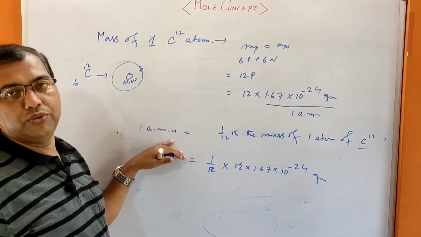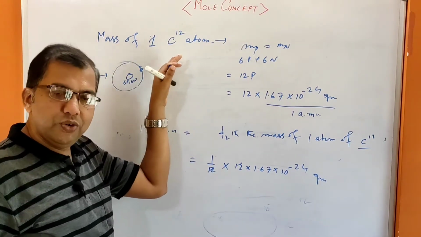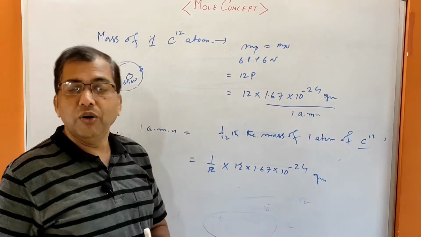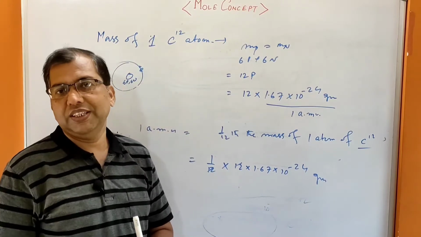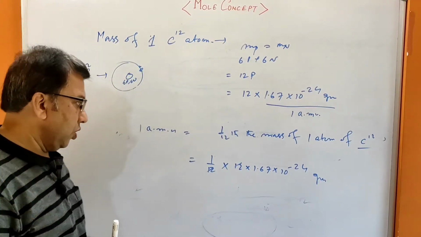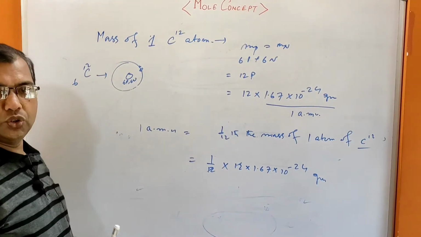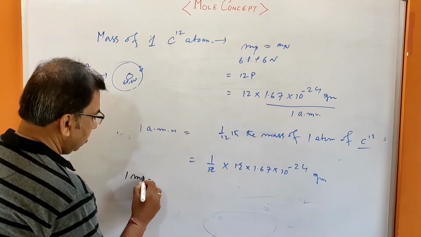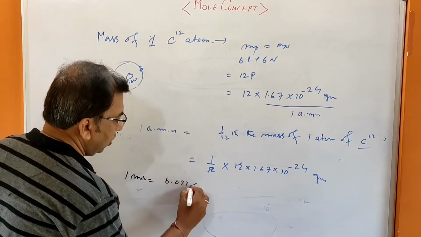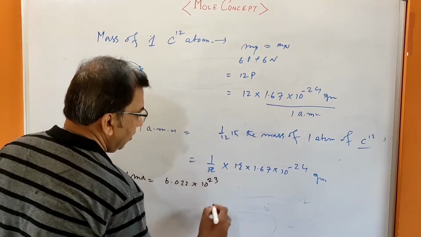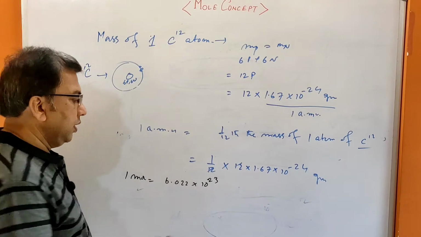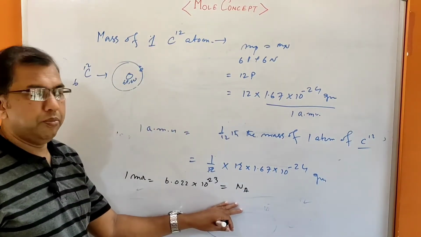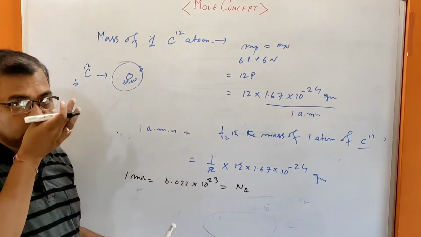What is the value of 1 mole? Avogadro number. How did this value come? I have discussed. So we have to learn that 1 mole equals 6.022 into 10 to the power 23, equals the Avogadro number at STP.